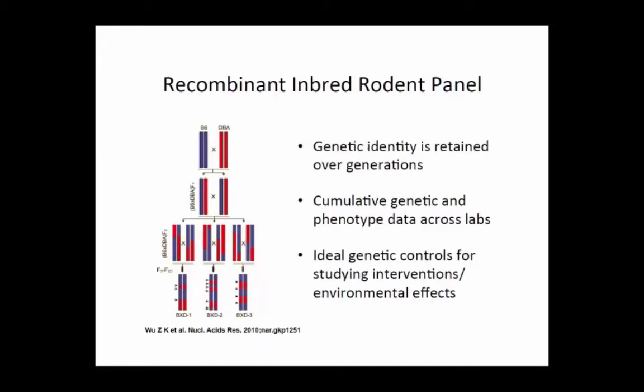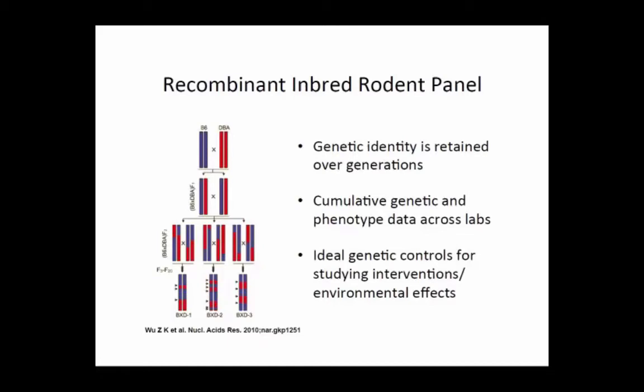So this genetic identity within a strain is retained over generations. That means I can measure RNA expression in the liver, and somebody else can take a different animal and measure the RNA expression in the brain. And we can accumulate all this data because it's on the same genetic background, where doing this on a human would be extremely tough.